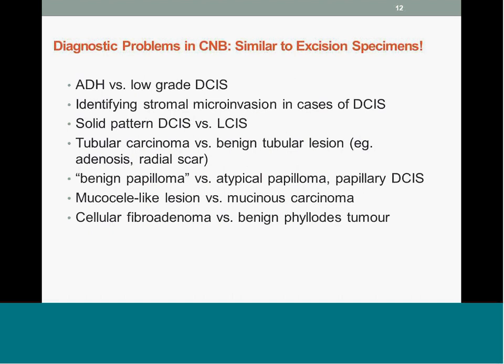Tubular carcinoma versus benign tubular lesions. This could include various types of adenosis, microglandular adenosis, sclerosing adenosis, or adenosis tumor, and sometimes radial scar comes into that differential. And then the various papillary lesions, trying to separate papilloma from atypical papilloma and papillary DCIS. We'll talk about this shortly.